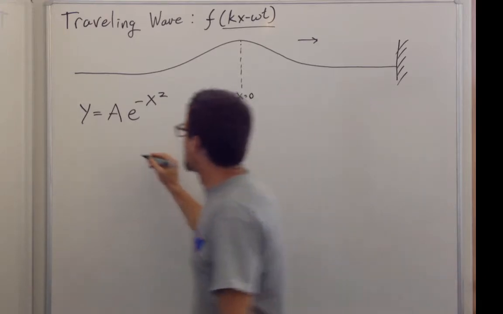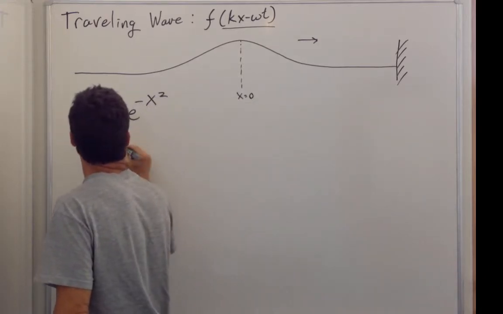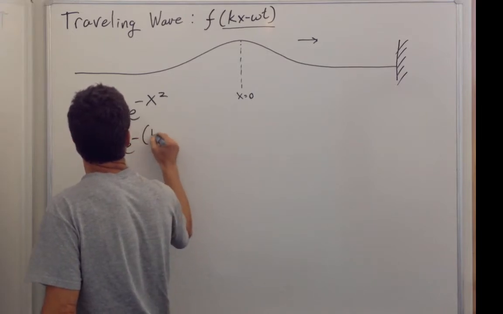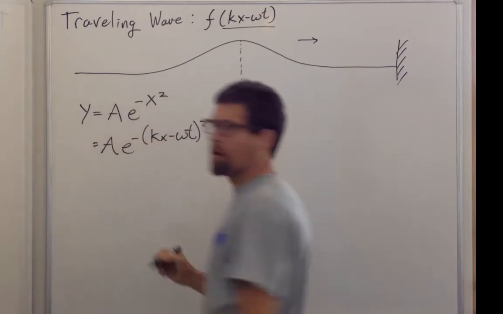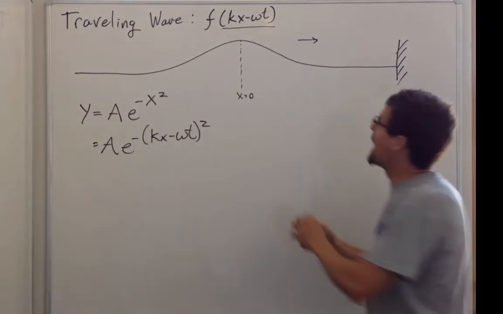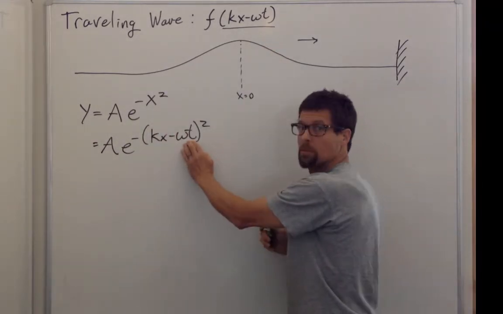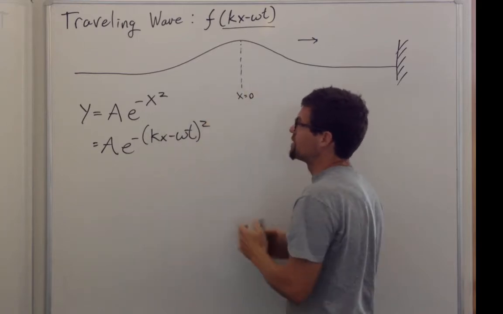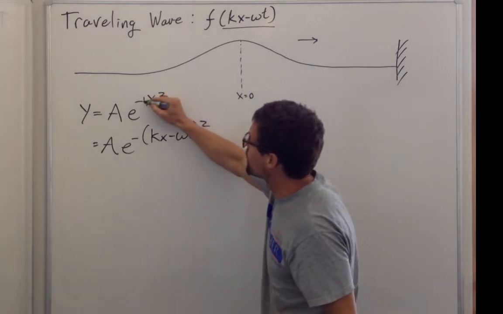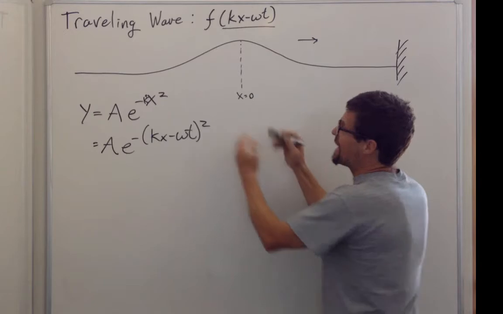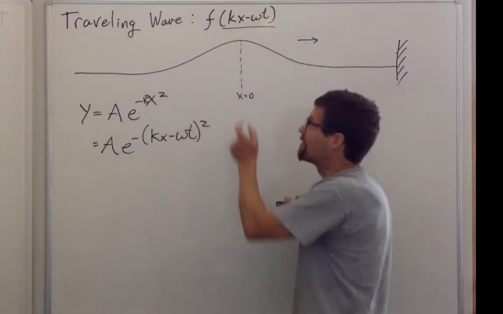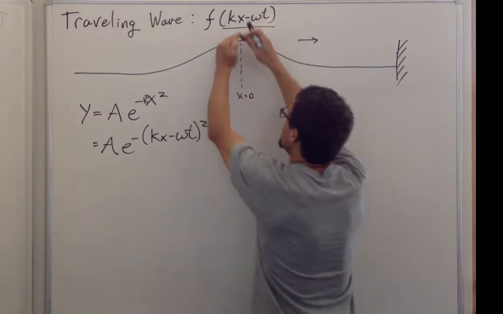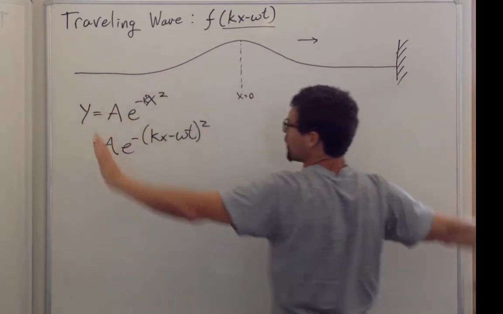Now how about instead we have A e to the negative (kx minus omega t) squared. At t equals 0, this would look exactly the same except you'd have a k squared up here. And so if k is big, this would drop off really fast and have a really short period. If k was small, this would be really long.